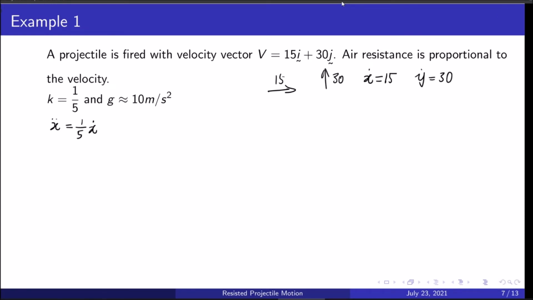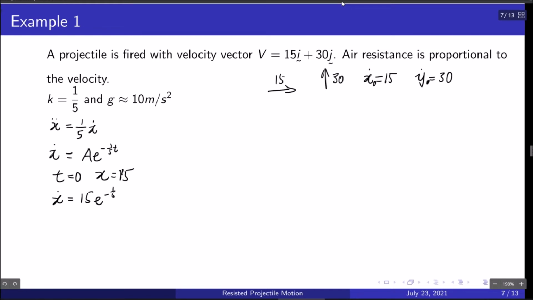And of course, we know that x dot will have to be a e to the power of minus 1 over 5t. Of course, when t equals 0, x dot equals 15. So actually, these are the initial values. And then x dot will have to be 15e to the minus 1 over 5t. Next one.